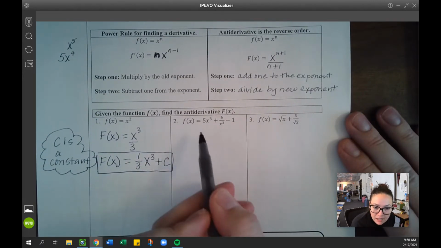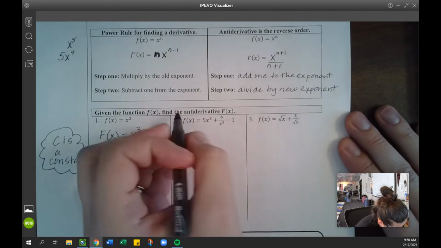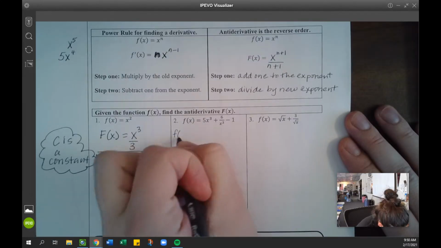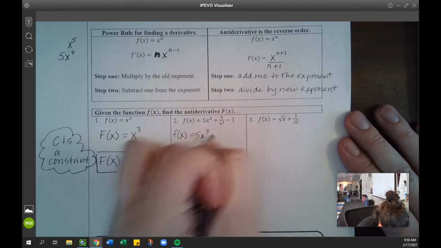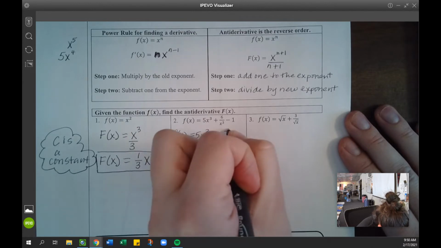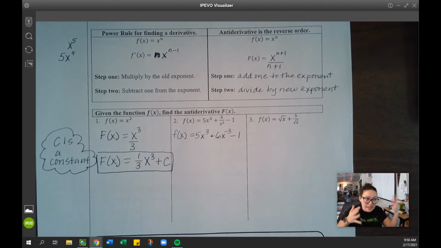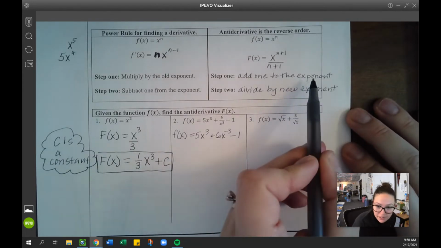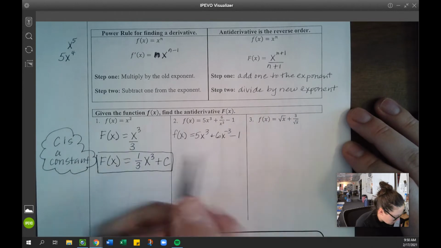Okay. Before we do this, I am going to rewrite this. 6 over x cubed is 6 times x to the negative third. So we're going to apply the antiderivative of the power rule. So we have to add 1 to every exponent and then divide by the new exponent.